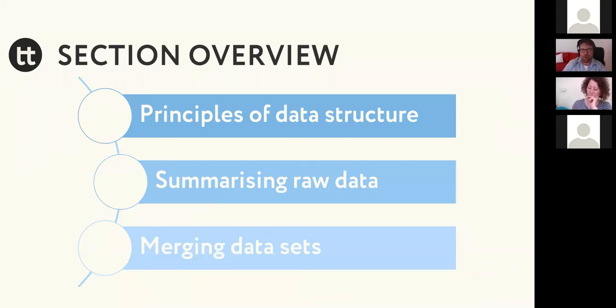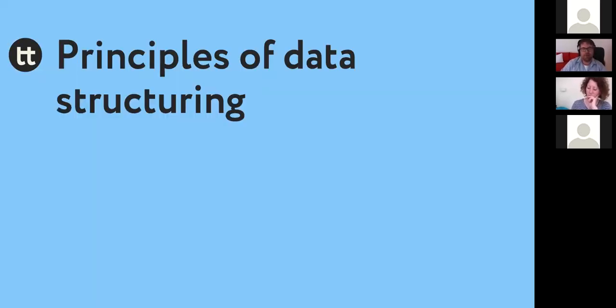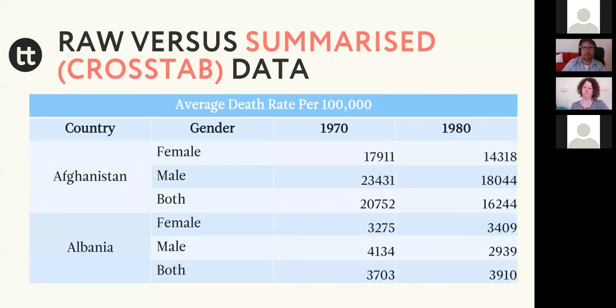In this section, I want to cover just a few principles of data structure, and then take a little bit of a look at how we summarize the raw data that we might have, and how we merge a couple of data sets. So I think the first thing that's really important to discuss is the principles of data structuring.